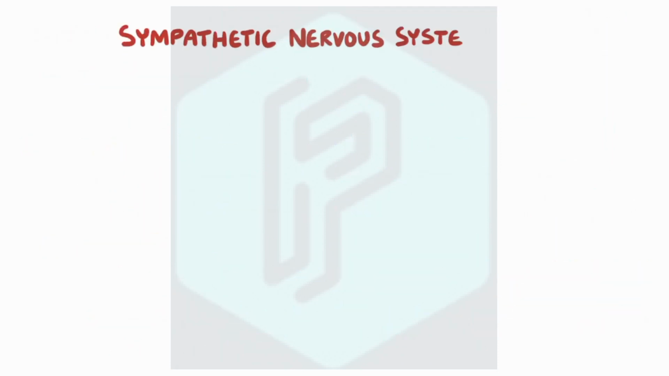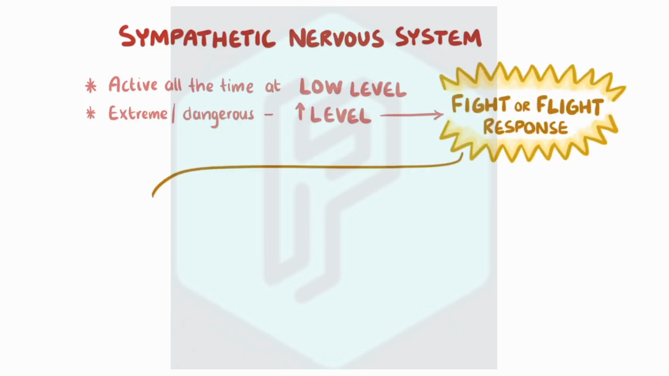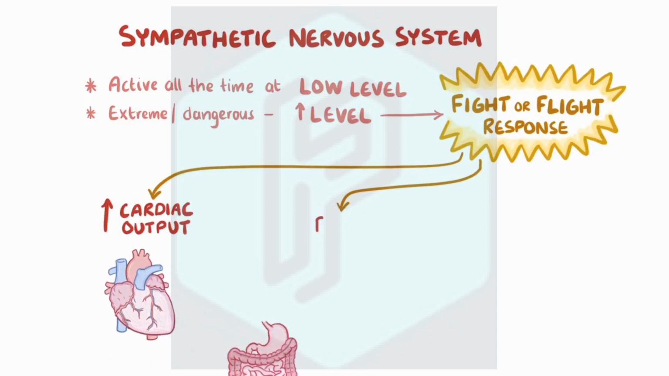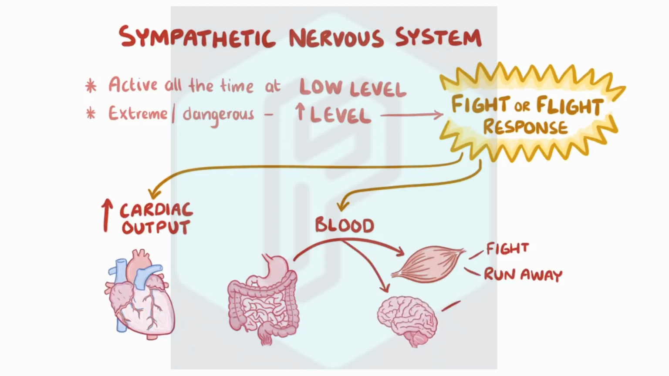The sympathetic nervous system is active all the time at a low level, and in extreme or dangerous situations, the level of activation increases, triggering the fight or flight response. The net effect is that there's an increased cardiac output and that blood is diverted away from organs of the gastrointestinal tract and towards the muscles which need it to fight or run away, as well as the organs like the brain to help think more clearly and be alert.